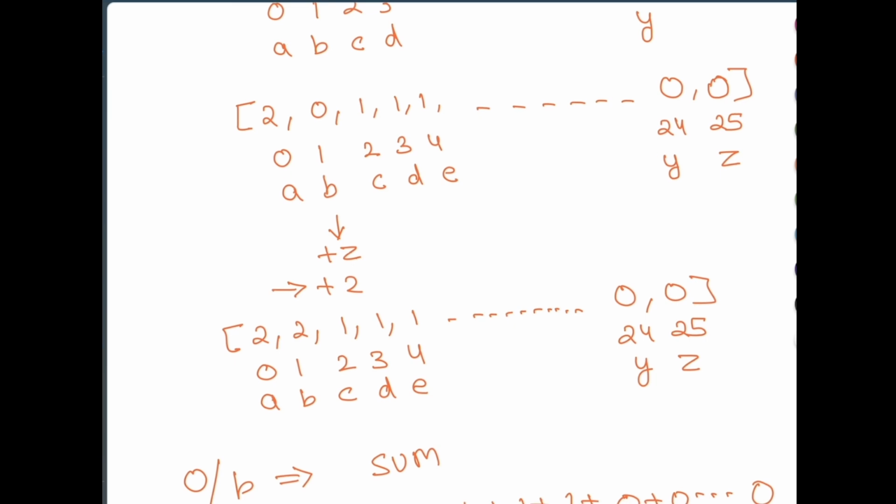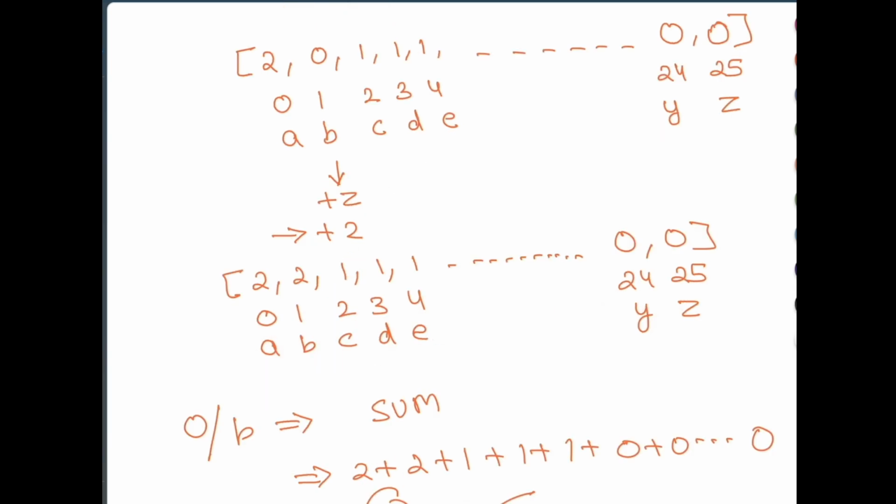Now again what you need to do, you just need to say the data or the count at index 1, that is for B, is going to be increased by the number of times you have Z. So this will become 2, right? So now your final array will be 2, 2, 1, 1, 1 up to 0 and 0, which is for Y and Z. So now we have done the transformations 2 times, right?